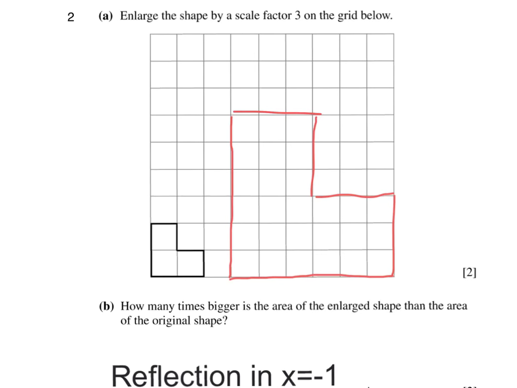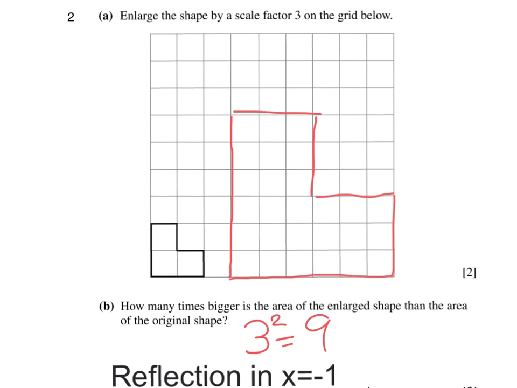The second question asks how many times bigger is the area of the enlarged shape. Please note that this is never the same as the scale factor. When we change the length of the sides of a shape by a certain scale factor, its area will be that scale factor squared. So because our scale factor was 3, the scale factor of our area is going to be 3 squared, so a scale factor of 9.